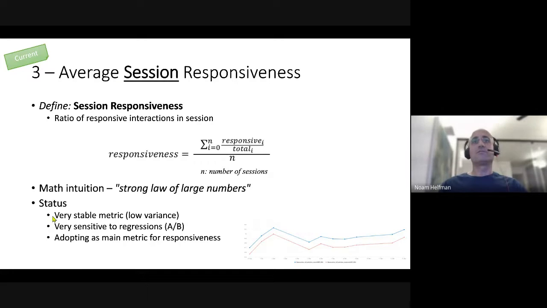We did notice that it's very stable, with very low variance, and it's useful to detect regressions for A/B testing and over time. On the chart here on the right, you see a comparison of an A/B test between two features, and we can see that it's very reliable, and over time it is able to detect the regression consistently. The bottom line is the treatment, and the upper line is the control group, and it's very reliably showing the regression. And we're in the process of adopting it as our main metric for responsiveness across the app.